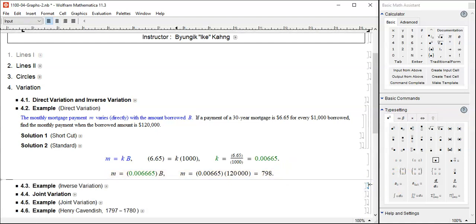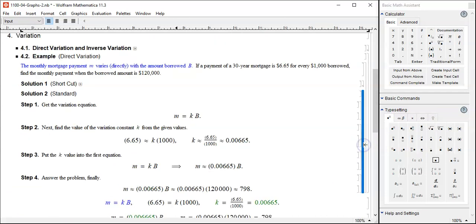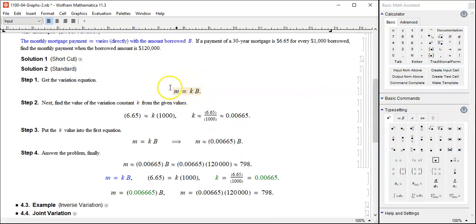Looking closely, this is a 4-step process. Step 1, the variation equation. We have an equation, but this equation cannot be used yet because I don't know what this is. So let's find k. Plug in the numbers and find k. Okay, now that I found k, I can go back and plug it in, and that'll complete this variation equation. That's step 3. Now that we have completed the equation that can be used, plug in a B value and get the final answer. That's step 4.